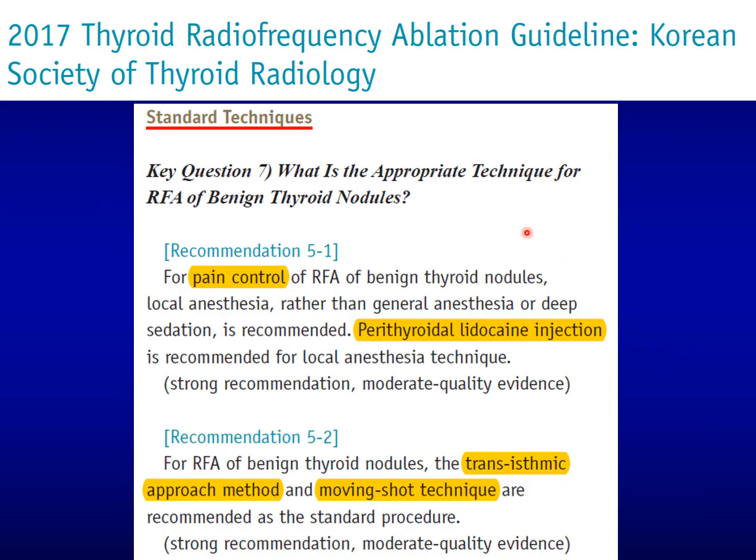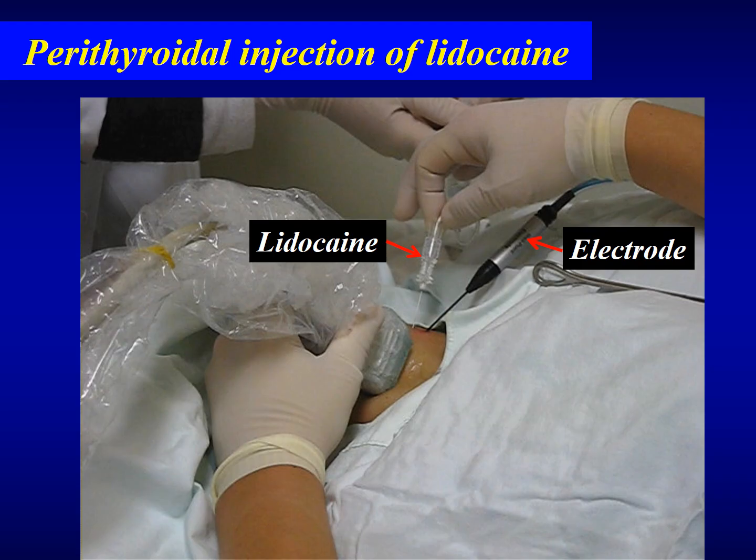The guideline suggests 3 standard techniques: perithyroidal lidocaine injection to control pain, transisthmic approach method, and moving shot technique. This image shows perithyroidal lidocaine injection during RF ablation.